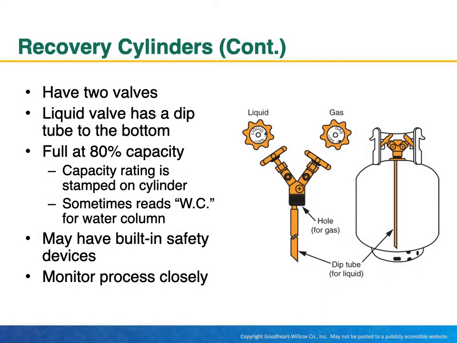Recovery cylinders have 2 valves. Liquid valve has a dip tube to the bottom, full at 80% capacity. Capacity rating is stamped on cylinder, sometimes reads WC for water column. May have built-in safety devices, monitor process closely.